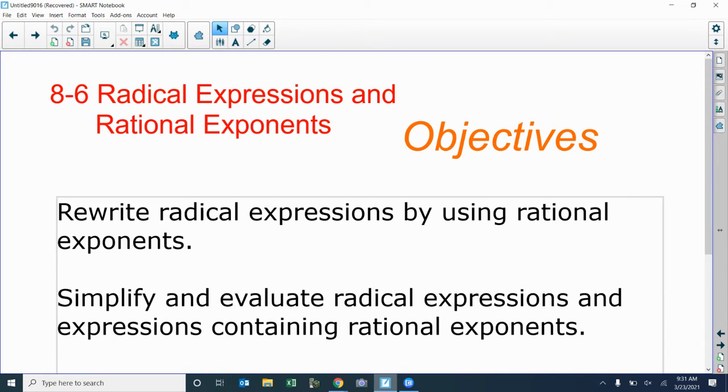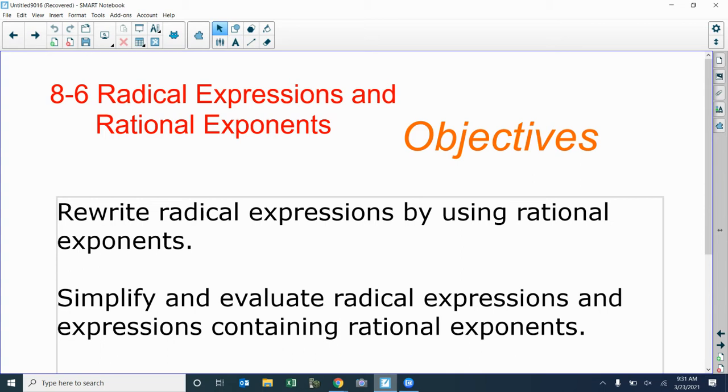All right. What have we been working with? Rational numbers, haven't we? A fractional number is a fraction. So today we're going to work with exponents that are fractions. Our objective is to rewrite radical expressions using rational exponents. We're going to simplify some also.